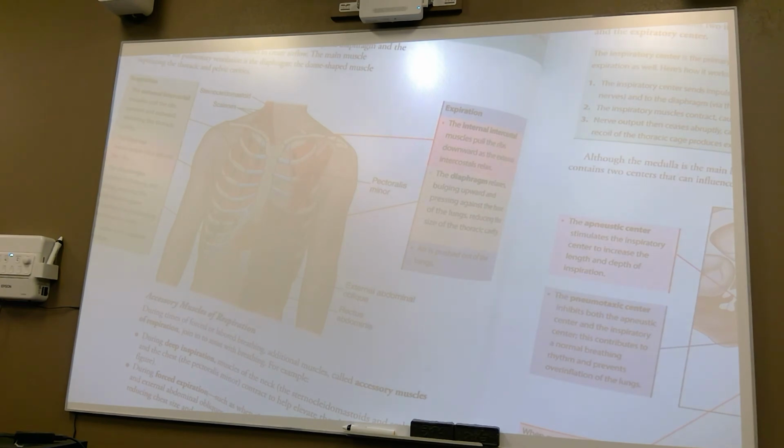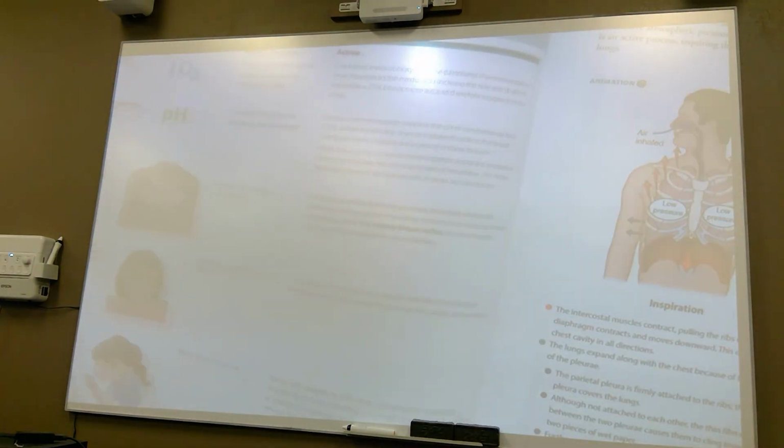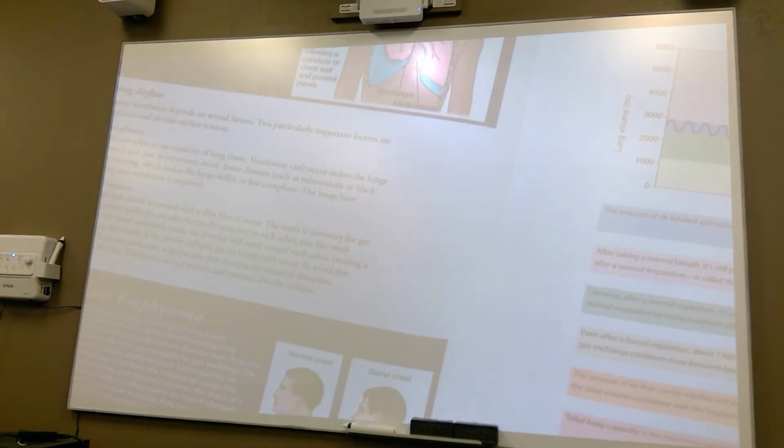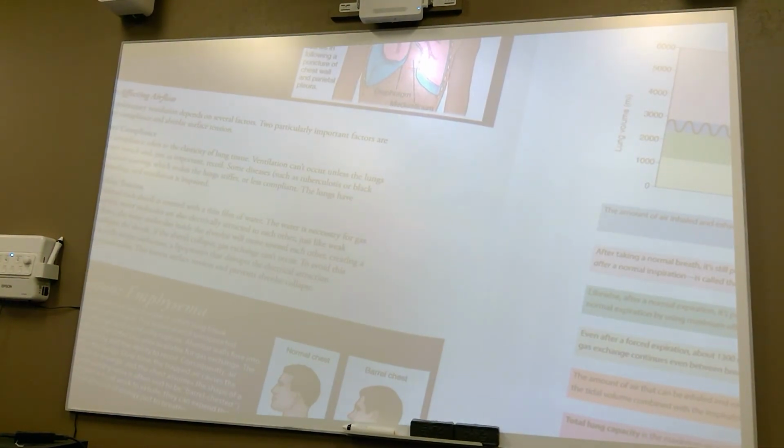That's on 348. So accessory, it's on page what? 348, a normal and barrel chest of emphysema. 348. Yes, there you go. On the bottom of 348, talking about a barrel chest.